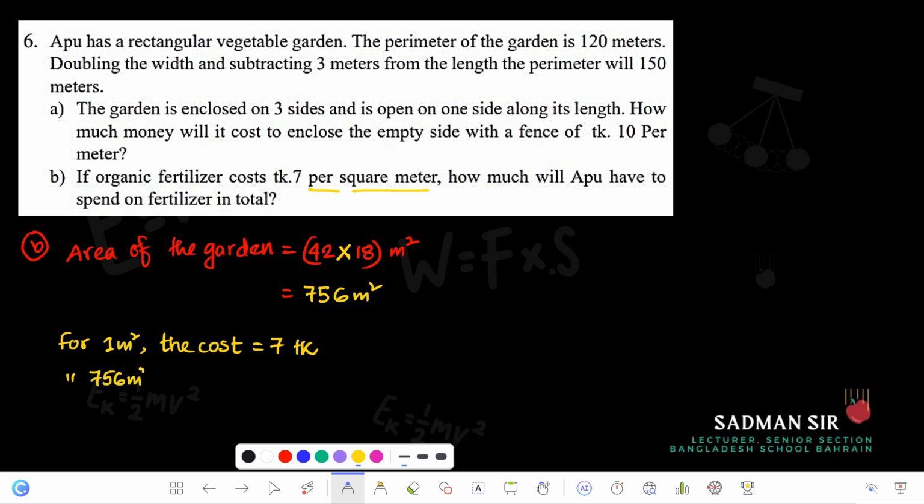Now we have 756 meter square area to cover. So for that, the cost is going to be 756 into 7. And the answer we will get is 5292 taka. And that is our final answer.